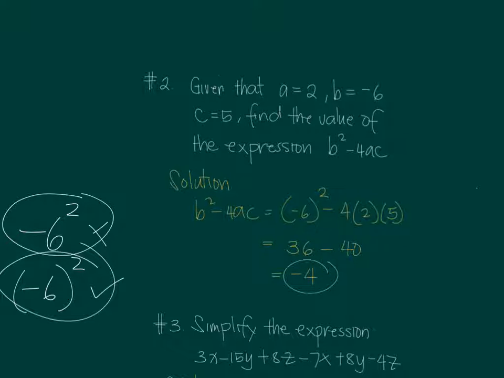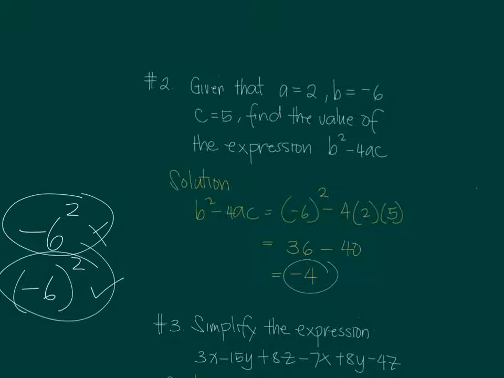Now, although there's a subtraction, we have to multiply first before the subtraction. So 4 times 2 times 5. That equals 8 times 5 equals 40. So 36 coming from the -6 squared minus the 40. So you're subtracting more from what you have. Okay, so 40 is bigger than 36. So if you subtract it from 36, then it will give you a -4. 4 is basically the difference of 36 and 40. And it's a negative because you're subtracting a bigger number from a smaller number.